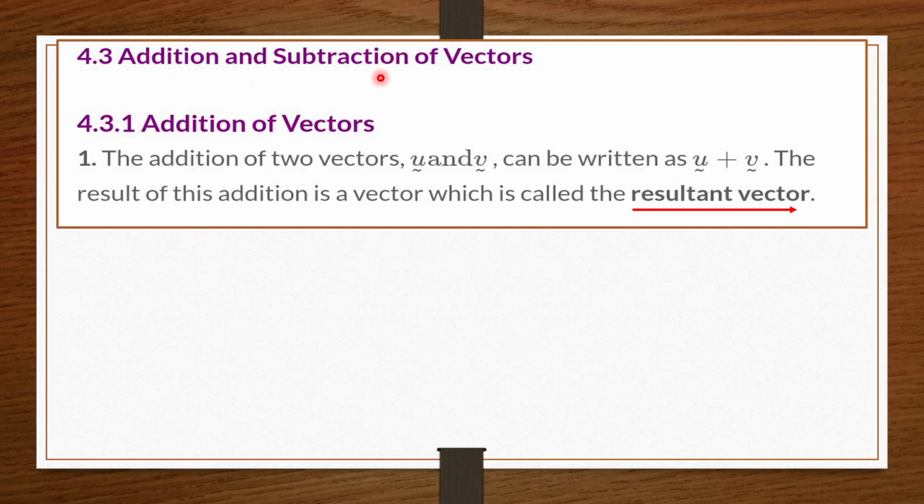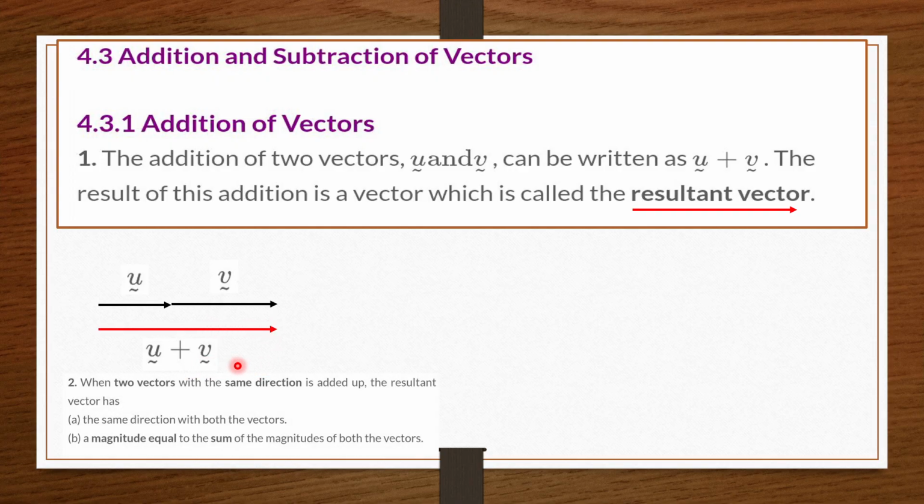Addition and subtraction of vectors. The addition of two vectors u and v can be written as u plus v. The result of this addition is a vector which is called the resultant vector. For example, let's say you are given a vector u plus another vector v. The result is a resultant vector u plus v.